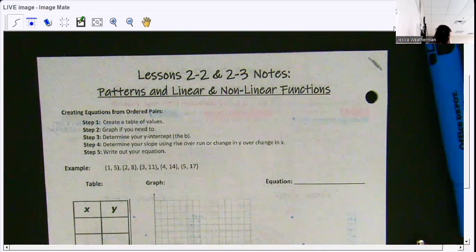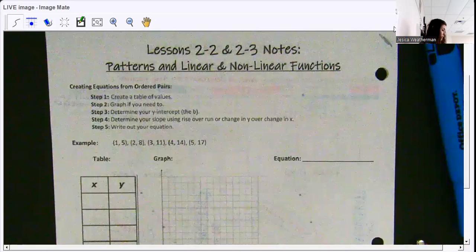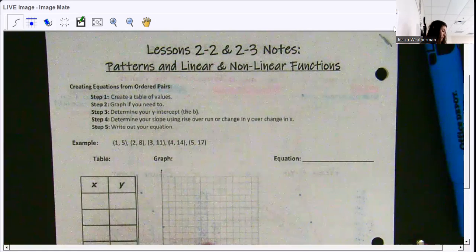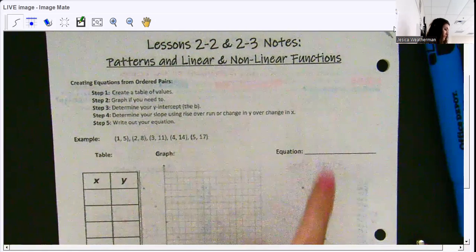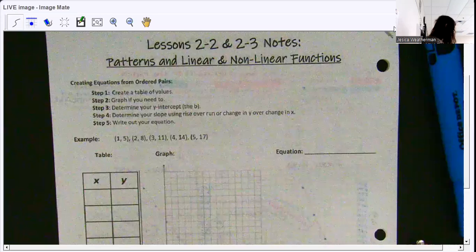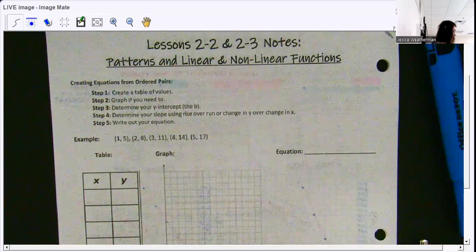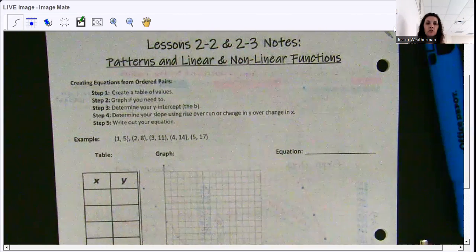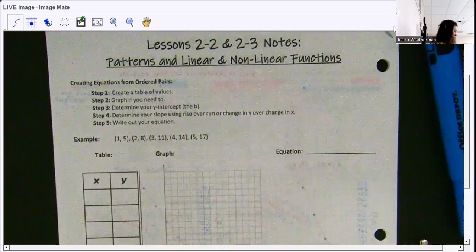Okay, and on this, we're going to fill out our table based on the ordered pair. We're going to graph our results, and then we're going to come up with an equation. So I'm going to do the first one with you, and then you're going to do the next one on your own. You may already have an idea of how to do this. You can go ahead and go with it and then check your answers at the end.